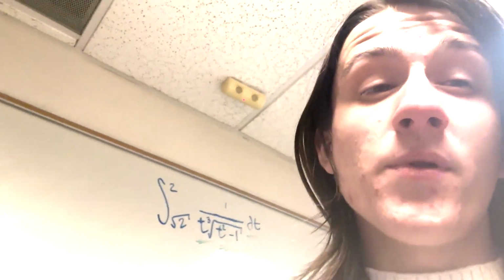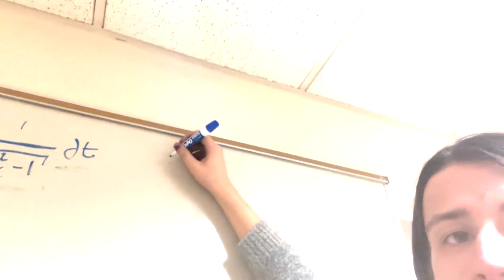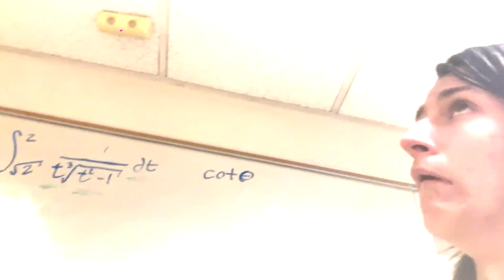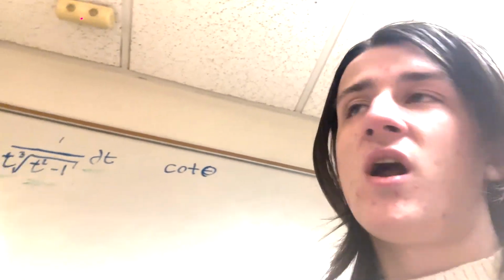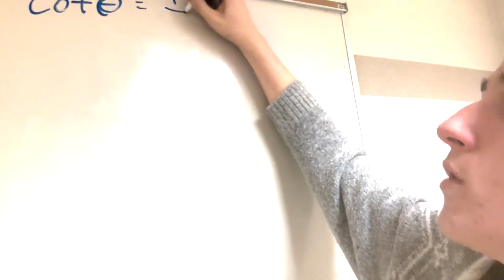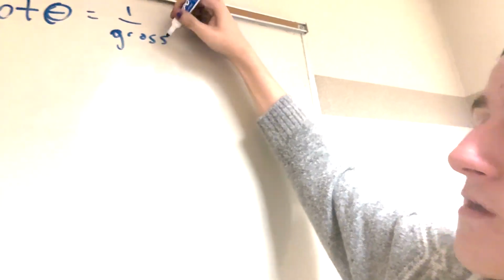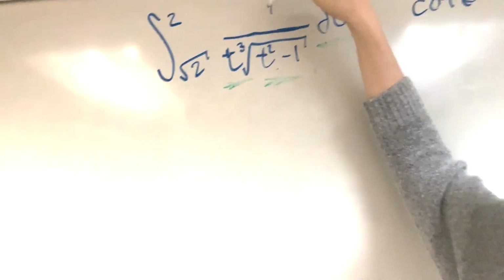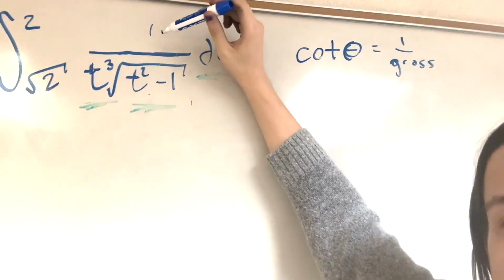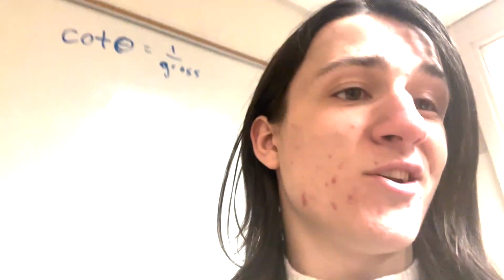Anyway, there are a couple of ones that might help us out. Let's look at cotangent theta, for example, which is, of course, adjacent over opposite. And adjacent is 1, and opposite is the gross thing. So we have cotangent theta is 1 over the gross thing. And look at that, 1 over the gross thing is in here, so we can just substitute that out.